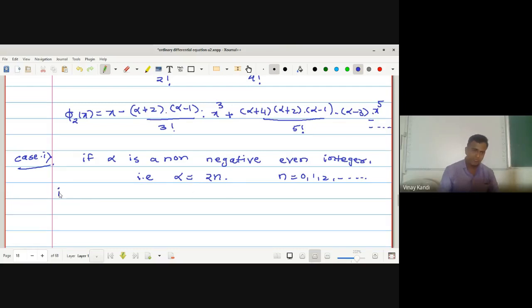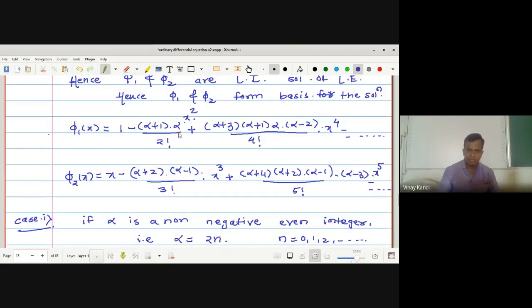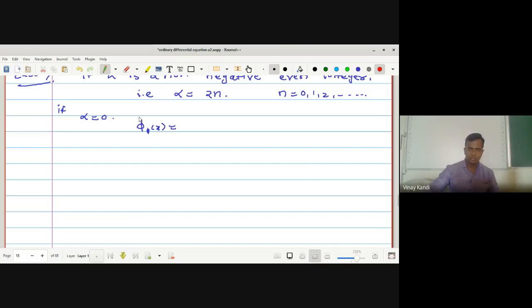now put alpha equal to 0. What do we get in phi 1 of x? Look at here, if alpha is equal to 0, this term is 0. So phi 1 of x is only 1. Okay, hence phi 1 of x is 1.